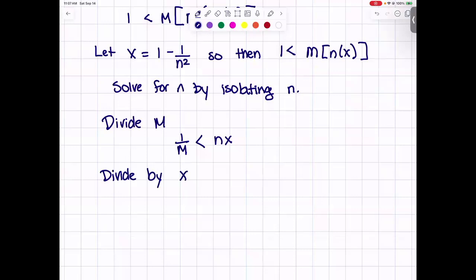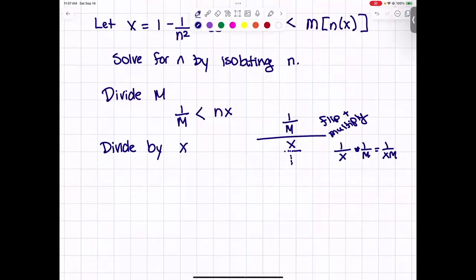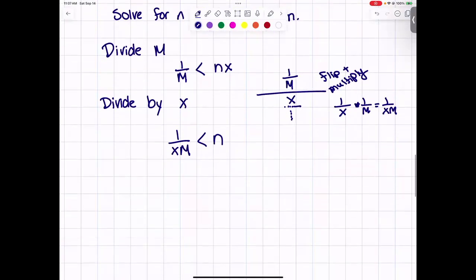If you can't remember how to do a division with a fraction, it's 1 over m divided by x, which is kind of like saying x over 1. So we do that high school flip and multiply rule. Maybe that doesn't help people, but it sure helps me. So we end up with 1 over x times 1 over m equals 1 over xm. I find that very helpful. So after we divide by x, we end up with 1 over xm less than n. So now we've isolated n.